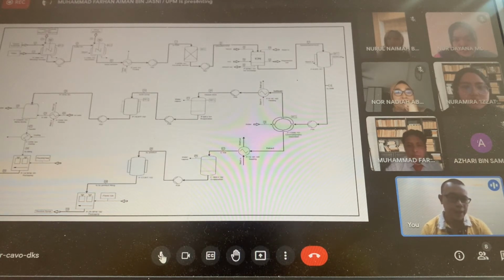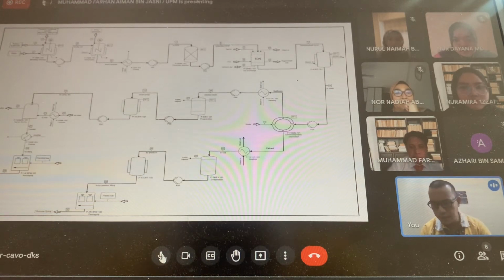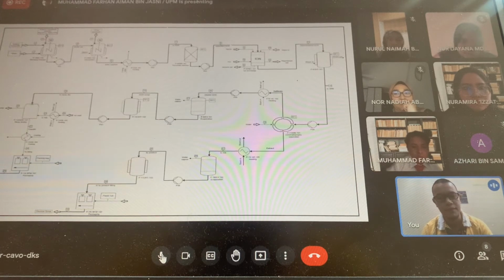Okay, so far a very straightforward process. So we can see here, I just want to see, where is the last part before going to packaging? Can anyone explain the last part before going to the packaging?